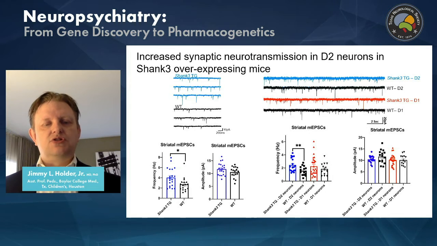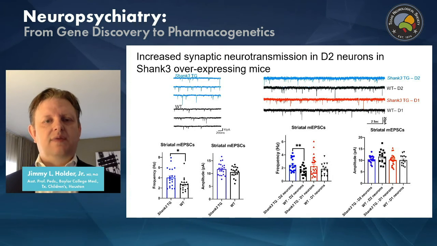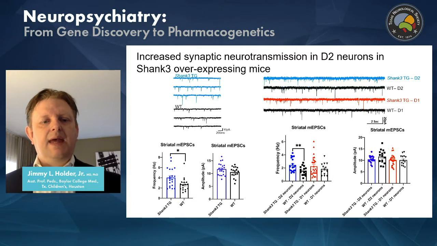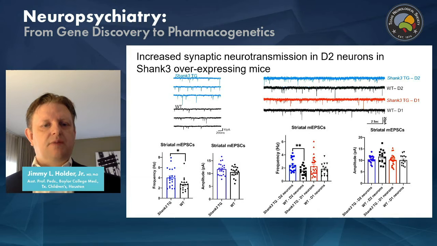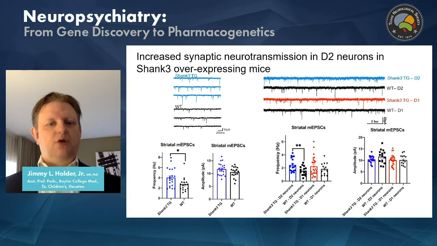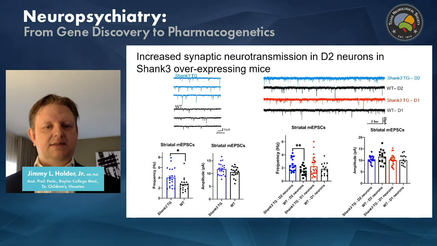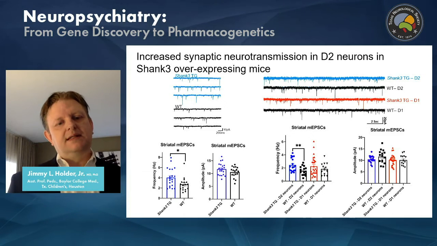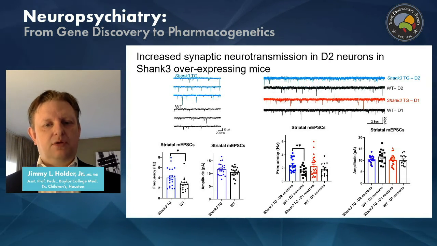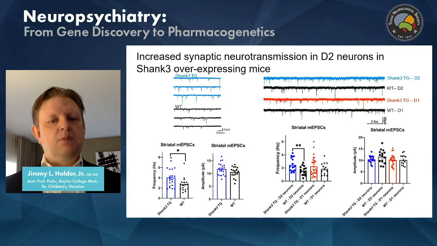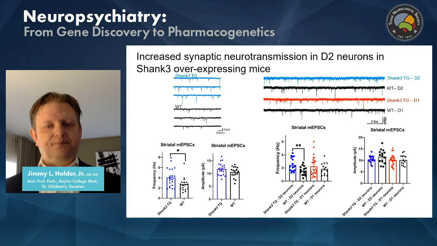We did so first just in all medium spiny neurons within the striatum, and what we found was that there was increased synaptic neurotransmission in our Shank3 overexpressing mice as measured by miniature excitatory postsynaptic currents, or miniature EPSCs. What we found was that there is an increase in frequency of miniature EPSCs, but a normal amplitude of the miniature EPSCs. And this typically indicates an increased number of functional synapses.